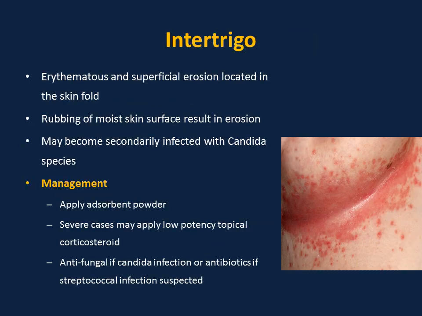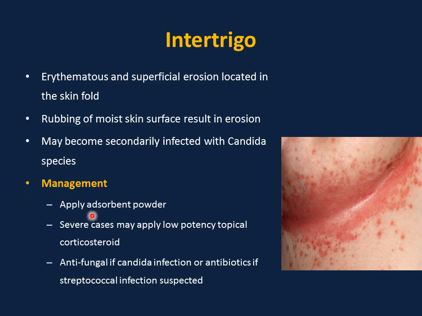disease. Intertrigo is erythematous and superficial erosion located in the skin folds under the neck, under the axilla, and for women under the breast, because of the rubbing of the moist skin, and this results in erosion. This can be secondarily infected with Candida species or even bacterial infection, for example streptococcal infection.